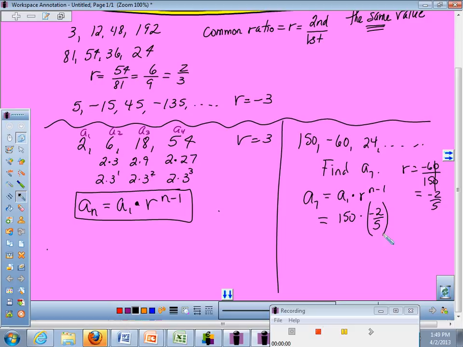Now, here's the question. What's the n minus 1? How many terms are you doing? We're doing 7 terms, so therefore it's 7 minus 1 or 6 power. And once again, you definitely want to punch all that in your calculator at once. Don't do it in little pieces and parts, because those fractions are going to be nasty. Just throw the whole thing in your calculator at the same time.